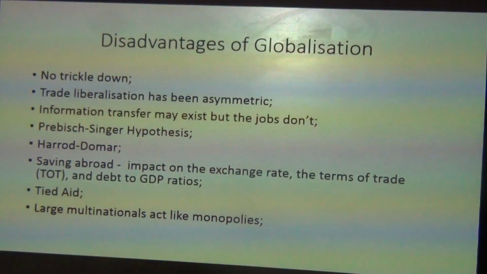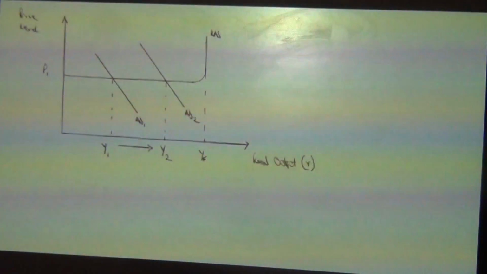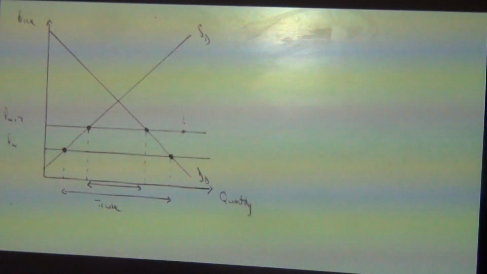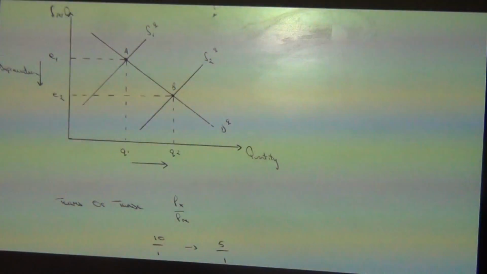Right, next point, Prebisch-Singer hypothesis. If you're not familiar with the Prebisch-Singer hypothesis, you need to look that up. I would certainly recommend that if you get an essay on this aspect of globalization, you must include reference to Prebisch-Singer and Harrod-Domar as an absolute minimum. But basically, Prebisch-Singer says, let me flick to it. Whoops, maybe I haven't got it here. No, not there. Right, okay.